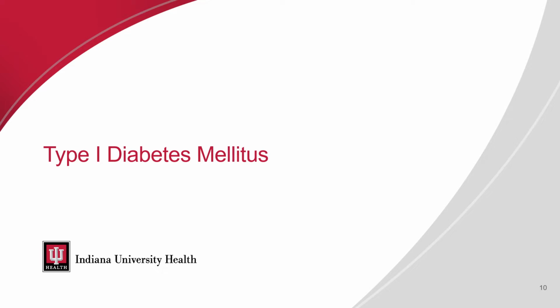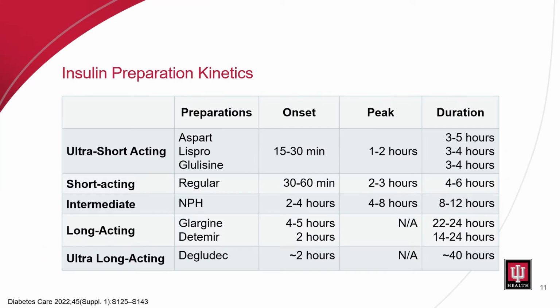Now we'll start to discuss type 1 diabetes treatment. And just to remind you that the hallmark of type 1 diabetes is absent or near absent beta cell function, so insulin treatment is essential for these individuals. Quickly, I wanted to go over our insulin kinetics because we will be talking about all of these insulin therapies and how to utilize them for specific patients.